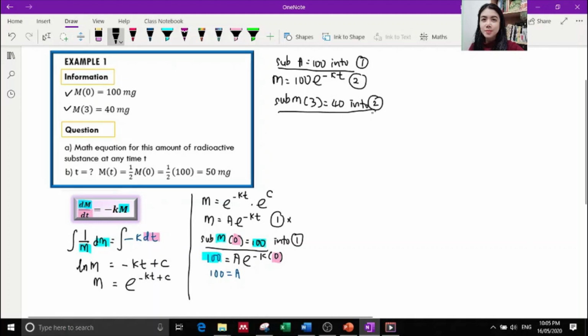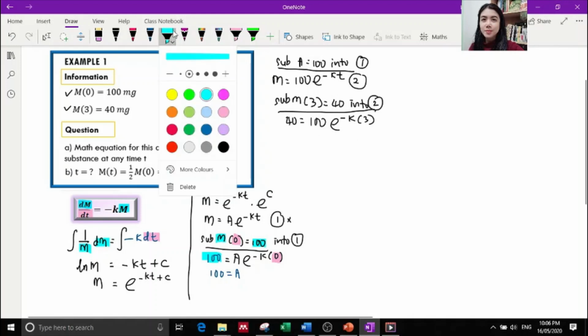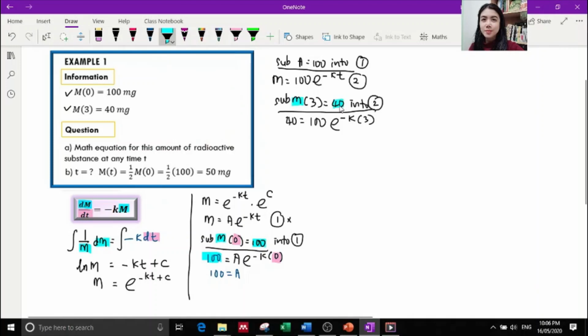So now let's substitute into equation 2. Your m here is 40. So we have 40 equal to 100 e to the power of negative k. The t here, your time here, is actually 3. So let me highlight it. You have the m, which is 40, so you substitute here, and then you have the time, which is actually 3, so we substitute here.